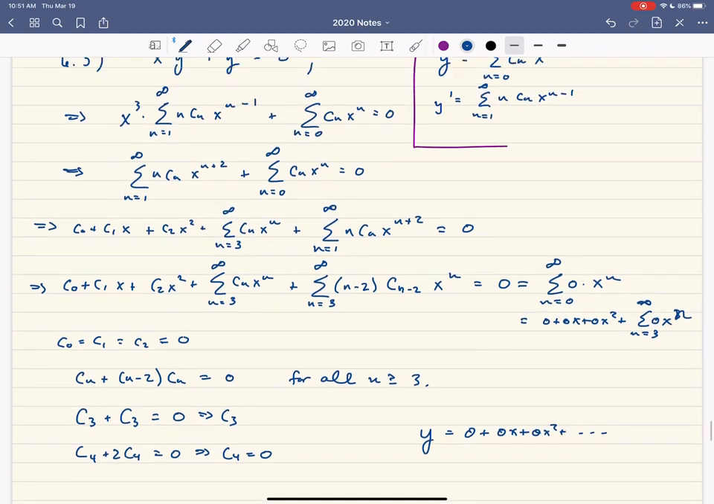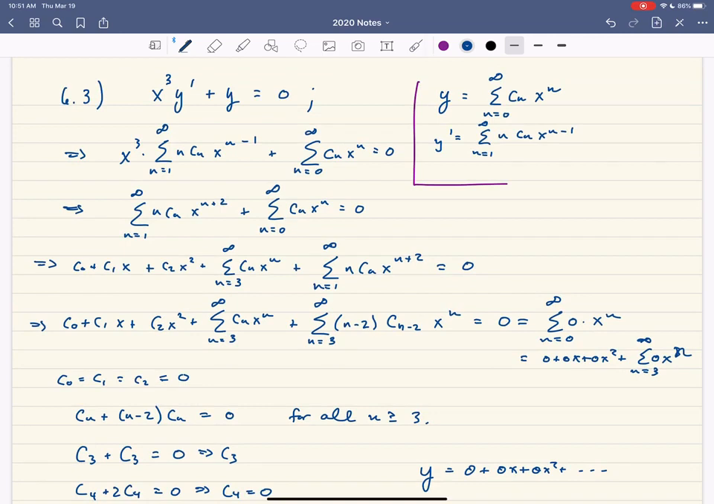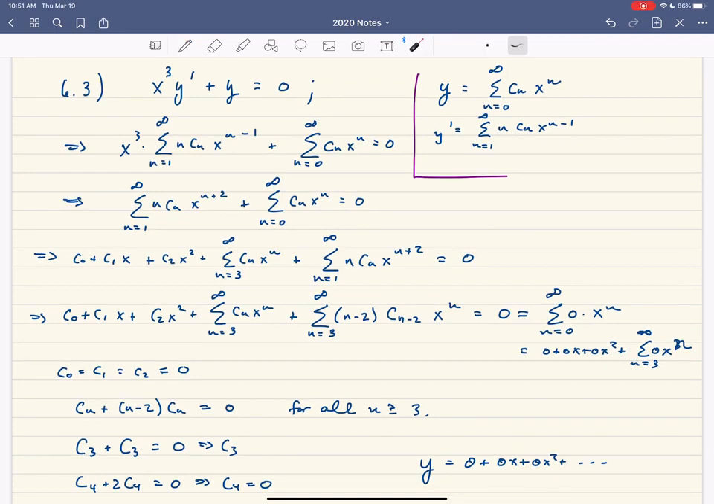And if we scroll back up, everything is fine. This is a solution. The problem is that it's a bad solution. When I say bad, what I mean is not helpful. This does not solve the differential equation in any way. I mean, we know that y equals 0 is a solution. Great. That's really all that this tells us. So what went wrong? What's our problem?